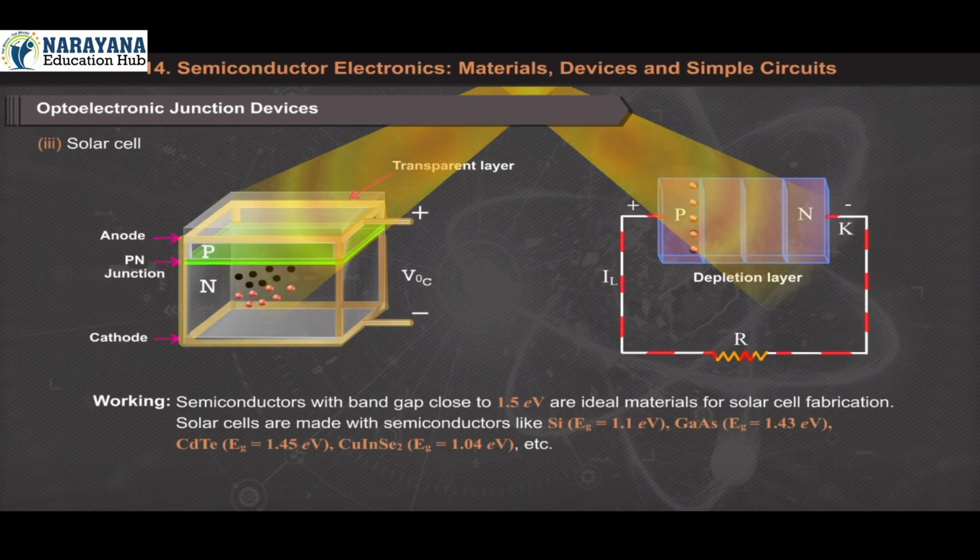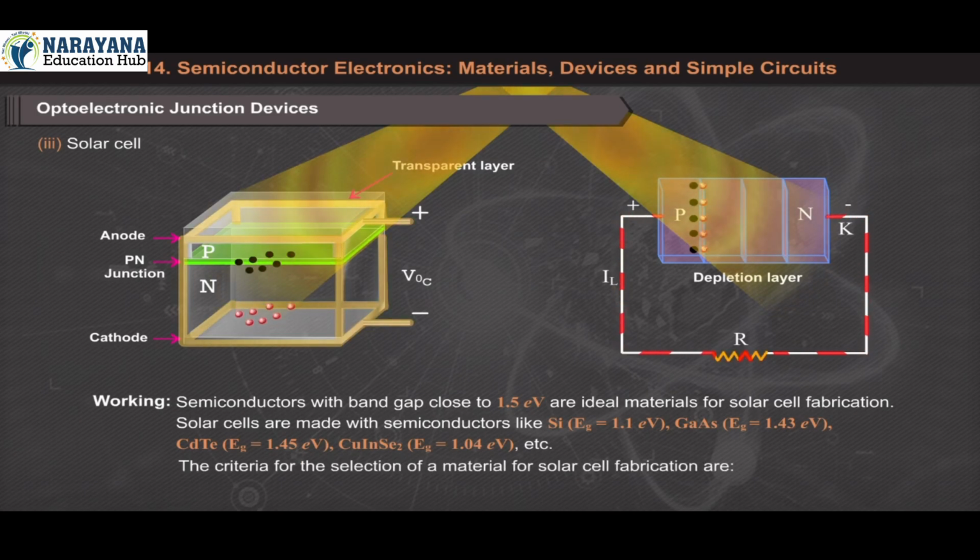Semiconductors with band gap close to 1.5 electron volt are ideal materials for solar cell fabrication. Solar cells are made with semiconductors like silicon, that is Eg = 1.1 eV, gallium arsenide, that is Eg = 1.43 eV, cadmium telluride, that is Eg = 1.45 eV, copper indium selenide, that is Eg = 1.04 eV, etc.